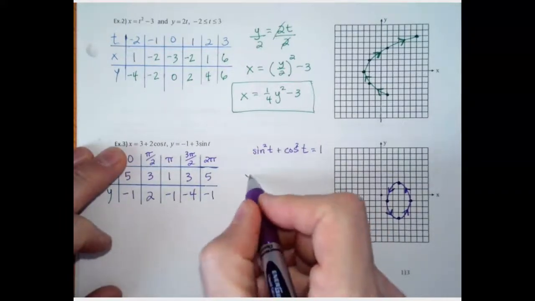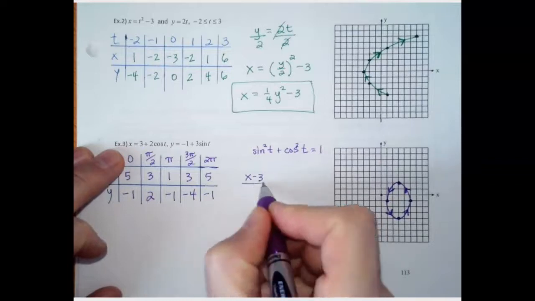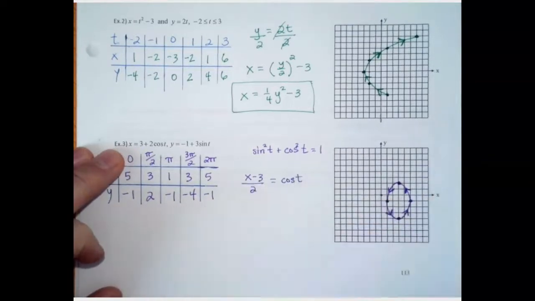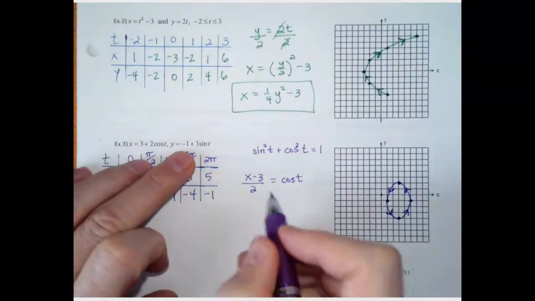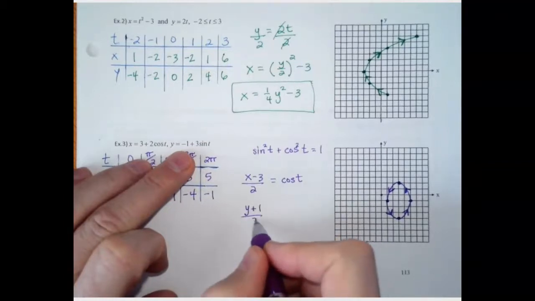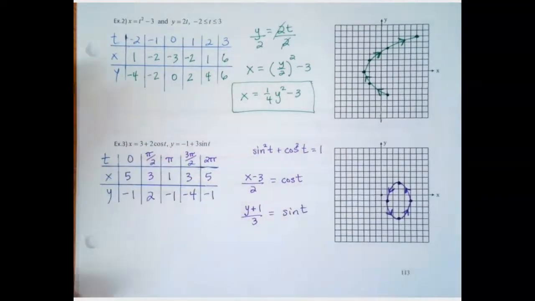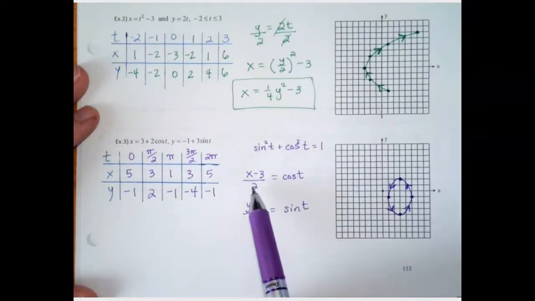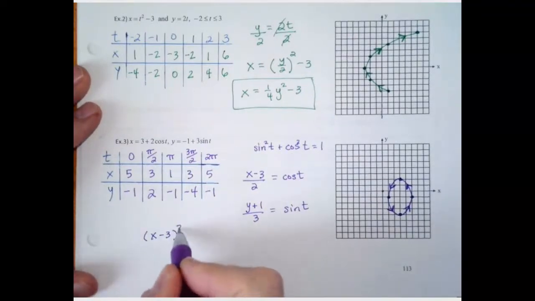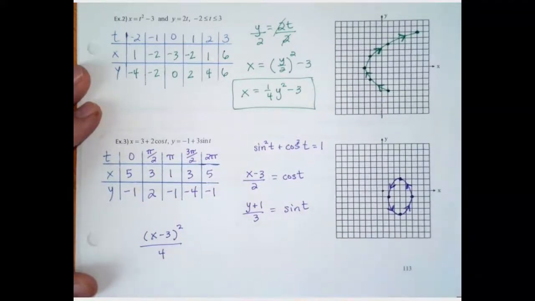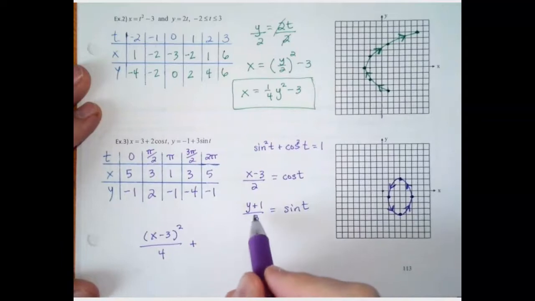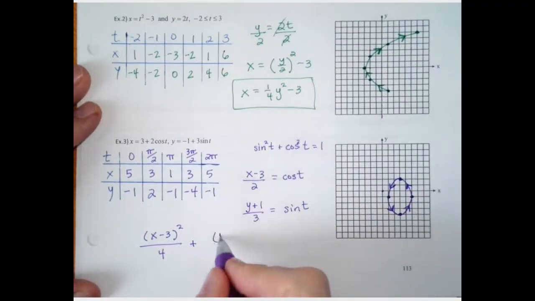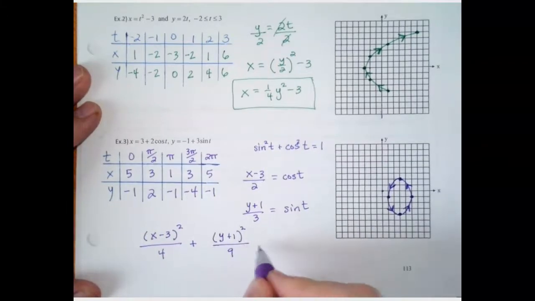So here I'm going to take x minus 3 and divide by 2. That'll be cosine of t. And over here, if we add 1 to both sides and divide by 3, that's going to be the sine of t. So if we substitute those in, and normally we put the x first, so I'm going to do that first. If we square this, that's going to be x minus 3 squared over 4, plus, and now if we square the y, we're going to have y plus 1 squared over 9, and then we're substituting that in there, so that equals 1.